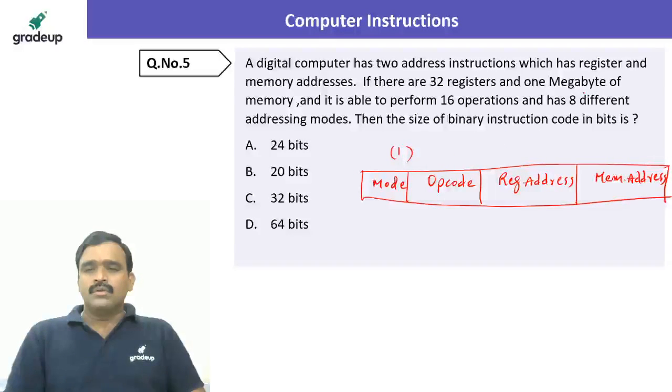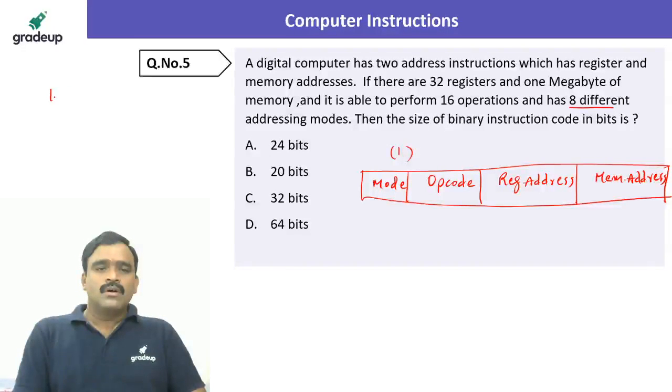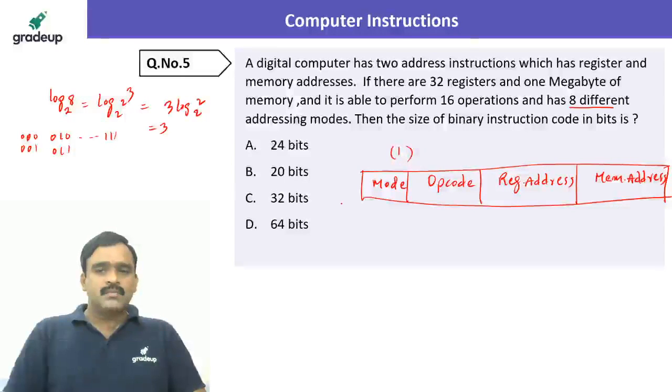For the mode bits, we have to use 8 different addressing modes. That means one mode can be identified using log 8 bits. So log 2 power 3 base 2 is nothing but 3 log 2 base 2, that means 3 bits. So 000 indicates one addressing mode, 001 indicates one addressing mode, 010, and so on up to 111. These are the possibilities. So we have to use 3 bits for the mode.